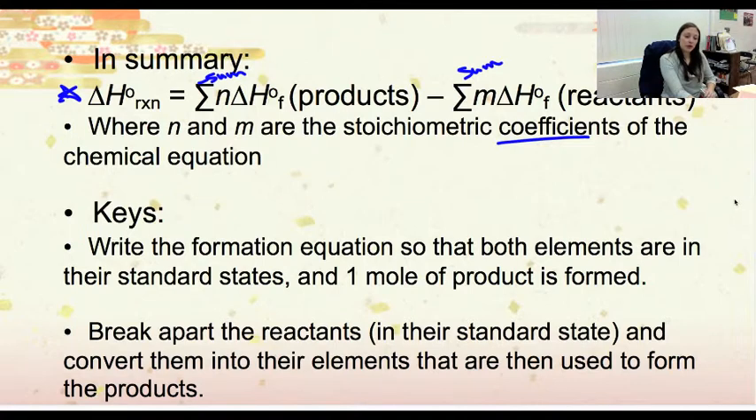Some keys for this. Okay, this is the next part you want to write down there at the bottom of the page. Write your formation equation so that the elements are in their standard state, and you're going to have 1 mole of product. Break apart the reactants in their standard state and convert into the elements that are then used to form the products. So products minus reactants. Okay, we're going to do some examples, and I think you'll realize that it's actually not that hard. It sounds a little confusing right now.